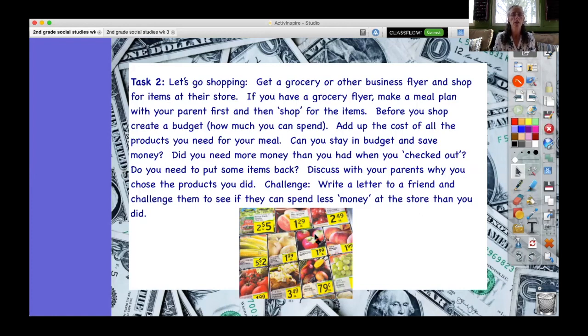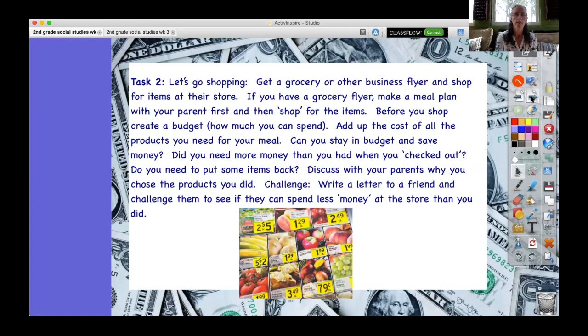You can discuss all these things with your parents or maybe an older brother or sister and decide what you could do to save money, or maybe you had some money left over and you could buy something like ice cream or a candy bar as a treat for yourself. Here's a challenge. You could write a friend a letter and challenge them to see if they could spend less money at the store than you did.